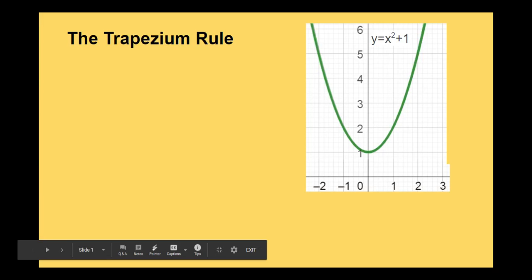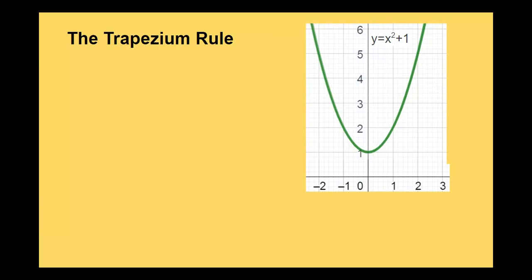Today we're going to learn about the trapezium rule. We use the trapezium rule to find the area under a graph, between the graph and the x-axis. And we'll do that between two limits, as you can see on our example.